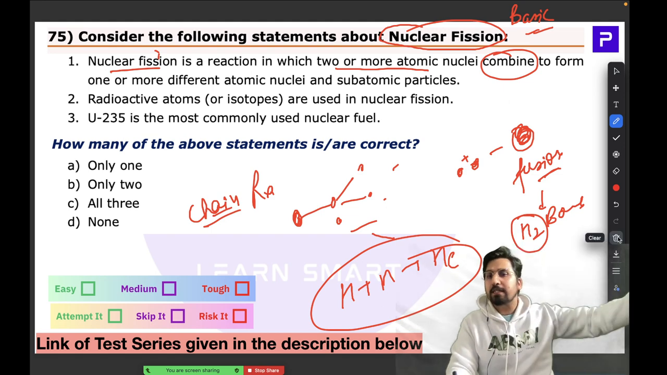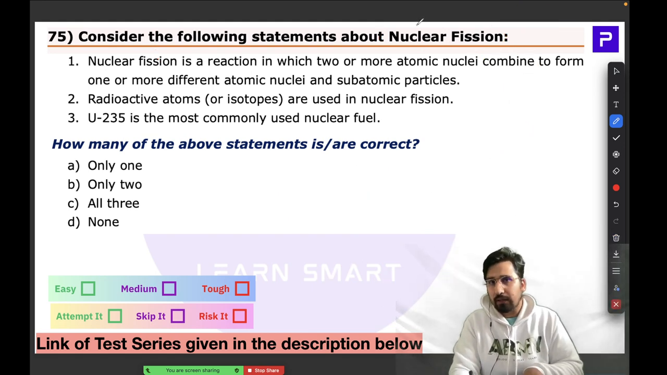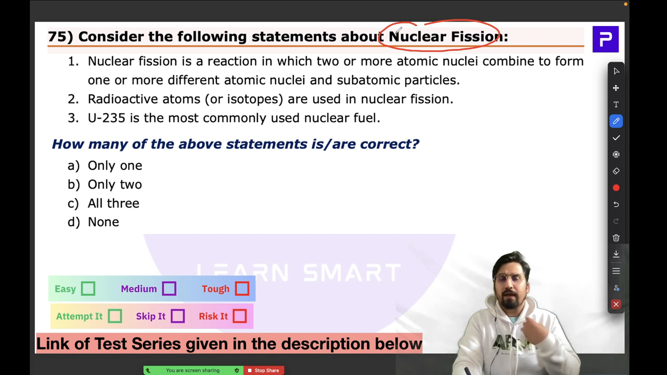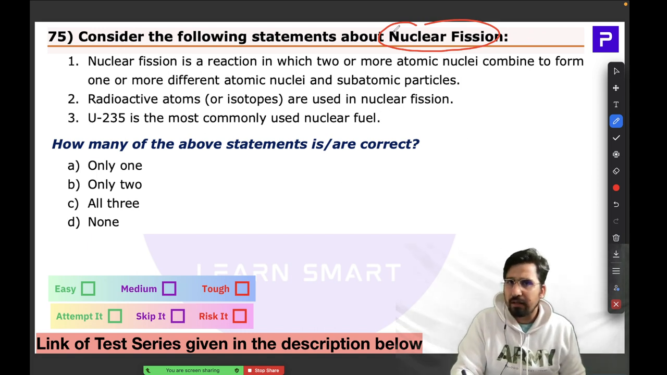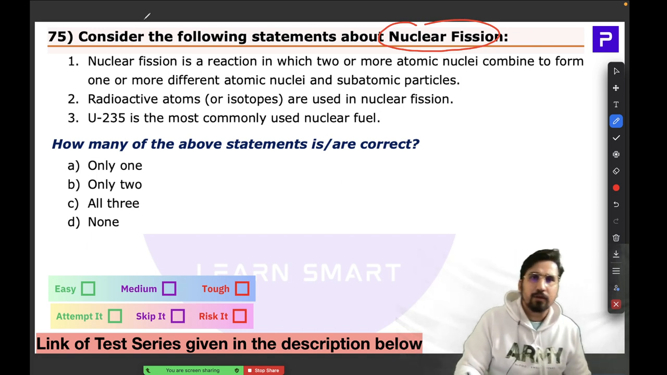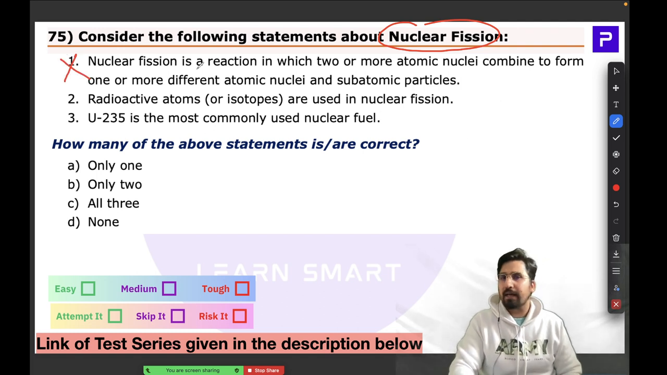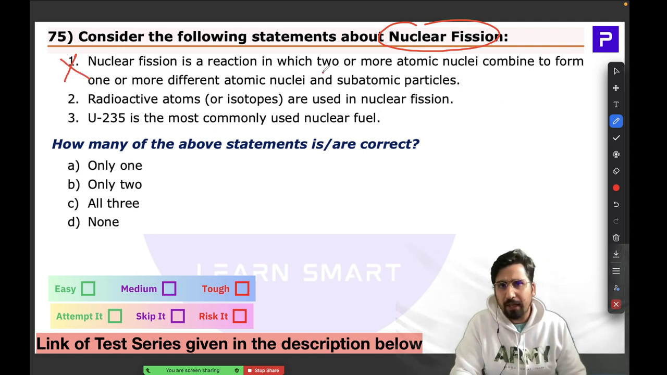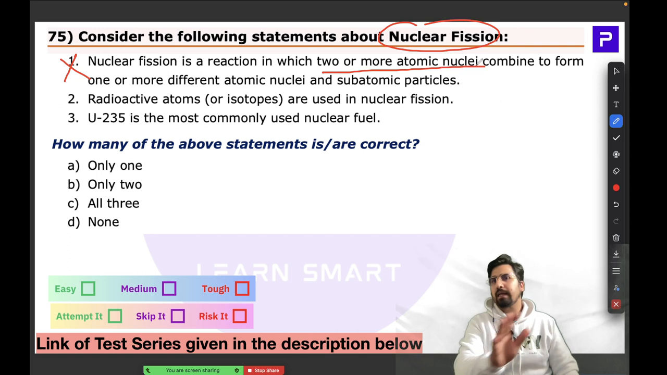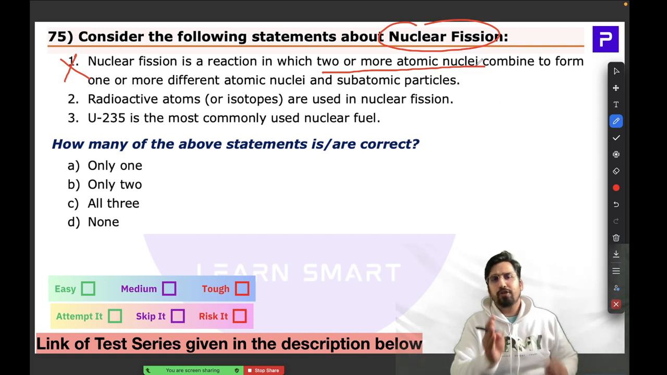In stars, you have the nuclear fusion. The nuclear technology that we have is based on nuclear fission. The nuclear bomb, nuclear reactor. So the first statement is incorrect. And this is a very, very basic thing. And I do not think anybody can make this blunder. Fission is about breaking. Fusion is about combining.